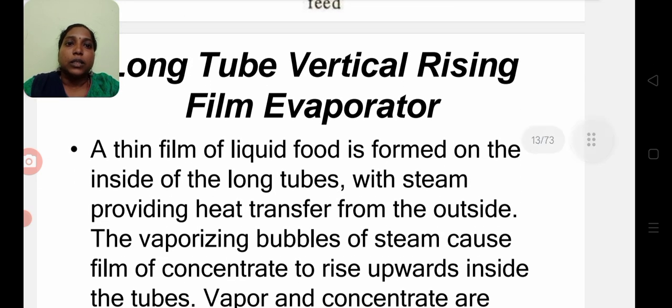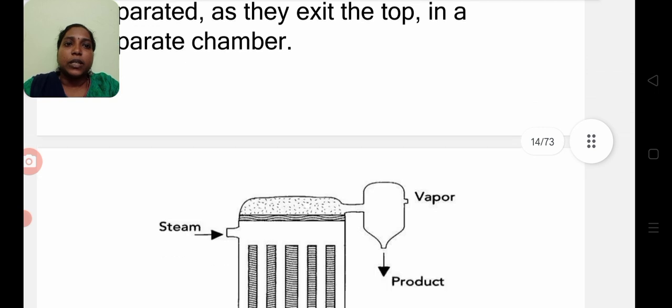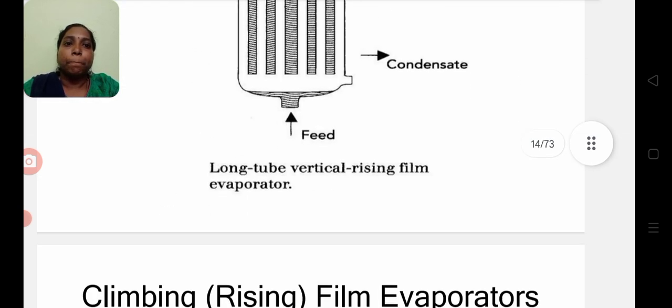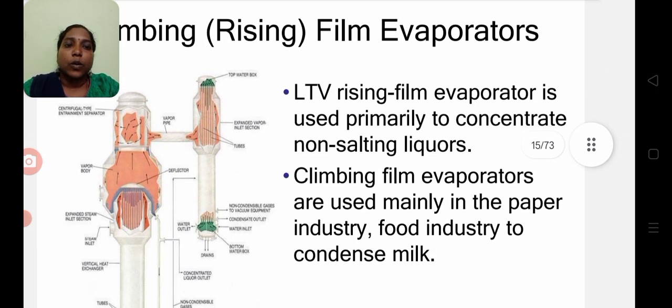This type of evaporator can be used in the milk industry and also in the paper industry, and it is used primarily to concentrate non-salting liquors.